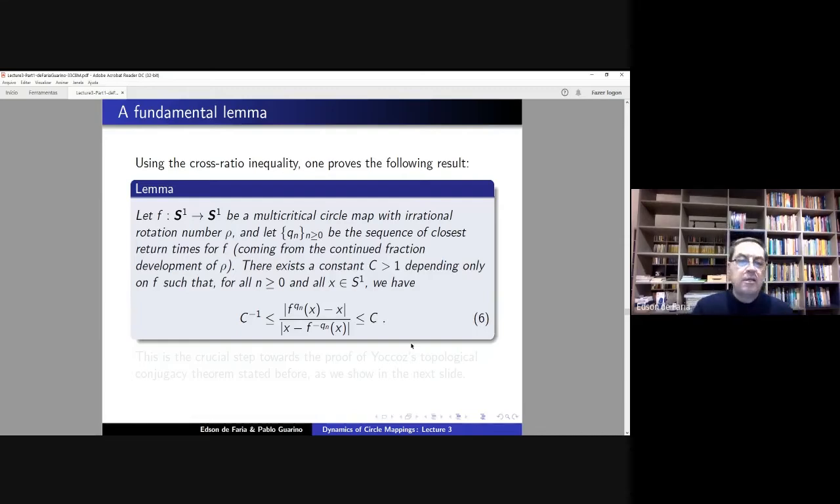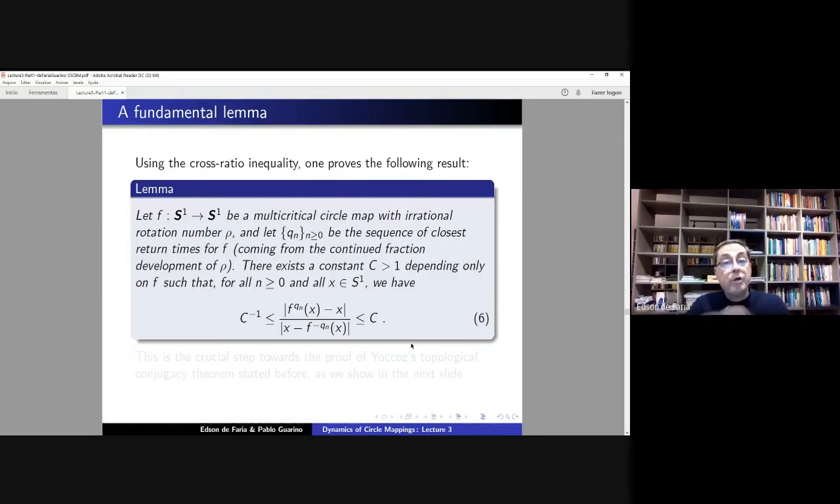And suppose it has an irrational rotation number, and you look at the Q sub n's, which are the closest return times for this map F. Remember what they are from lecture 1, which Pablo has told you about. The Qn's are precisely the denominators of the best rational approximations to the rotation number rho. And they have this dynamical meaning that they are the closest return times for F.